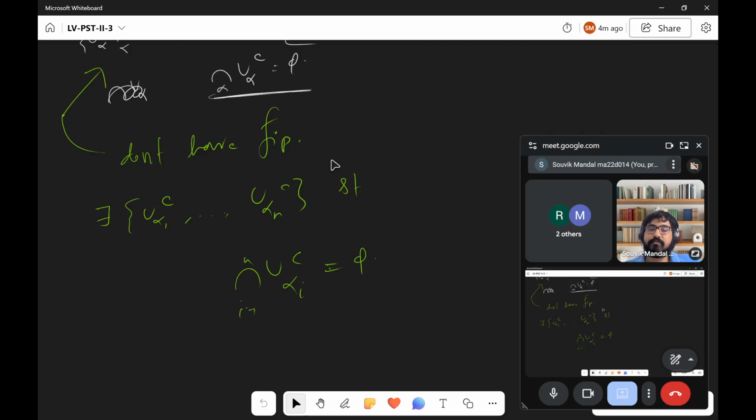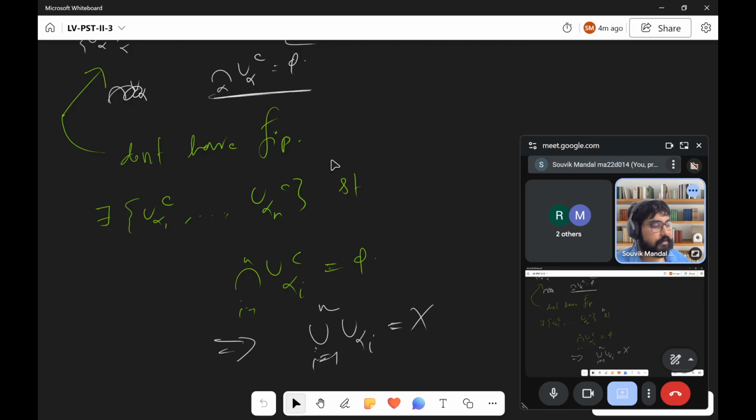Yes, but in the last line where you wrote don't have FIP, where you wrote the intersection of U alpha complement equal to phi, here we are taking an arbitrary intersection, correct? And then we are considering finite intersections. Correct. Is it clear? Yes, sir. Okay, so taking the complement of this equation gives the union of U alpha i, i equal to 1 to n, equal to the whole of X. Is it clear? Yes, sir.